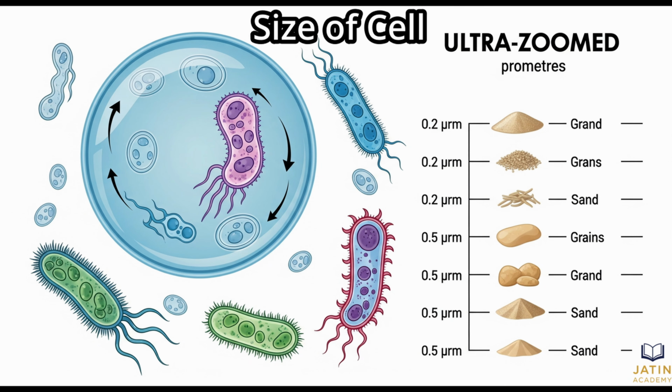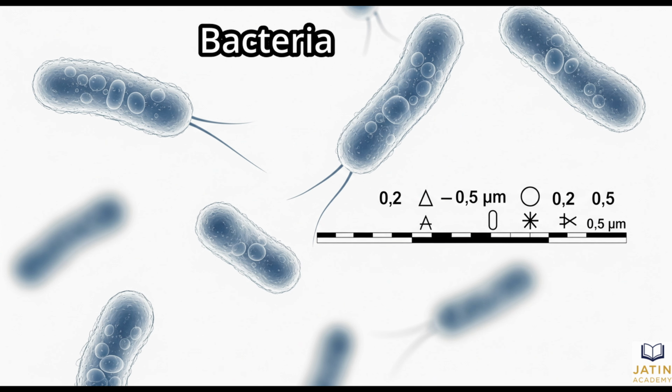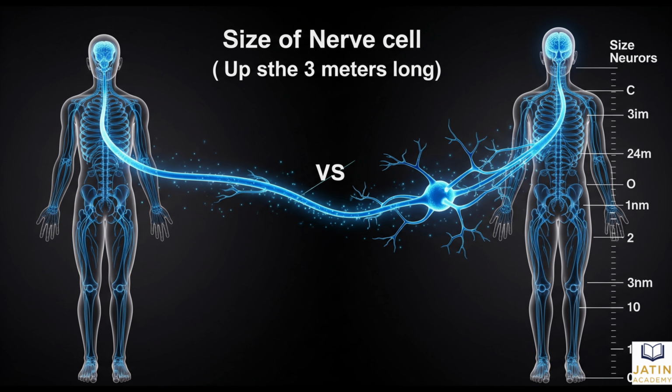And now comes the biggest question. What is the size of a cell? Well, children, most cells are so small that you can see them only with the microscope, but their size can vary a lot too. The smallest cells are found in bacteria. Their size is just 0.2 to 0.5 micrometers, and 1 micrometer is 1,000th of a millimeter. The longest cells are nerve cells, which in humans can be up to 3 meters long.